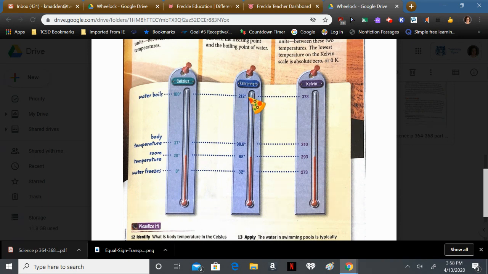Water boils at 212 degrees Fahrenheit, but remember it boiled at 100 degrees Celsius. Our average body temperature is 98.6 degrees Fahrenheit, but remember in Celsius our average body temperature was 37 degrees Celsius. Average room temperature is 68 degrees Fahrenheit, but remember in Celsius it was 20 degrees Celsius. And water freezes at 32 degrees Fahrenheit, but remember water froze at 0 degrees Celsius. So notice how these compare.